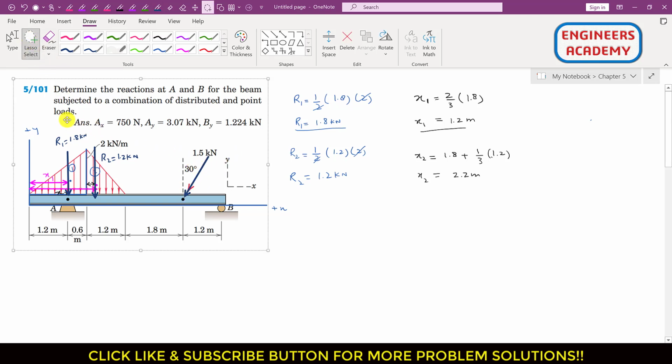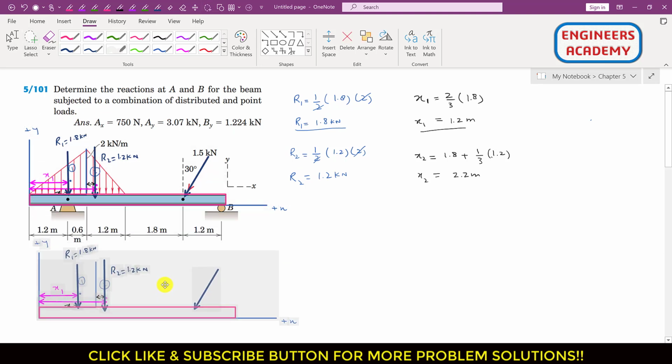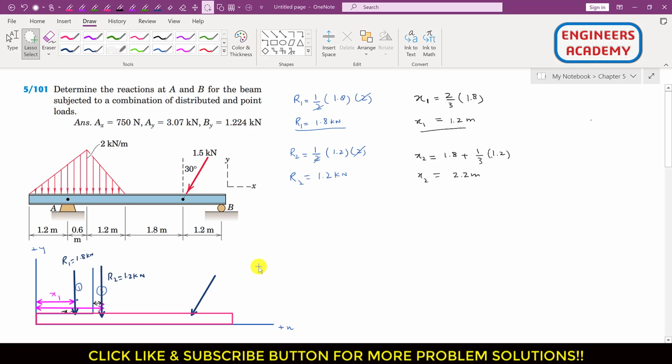So now if I isolate this beam, we will have a free body diagram, and let me draw that beam as well. This will be our beam. So now we can isolate our free body diagram. So this will be our free body diagram.